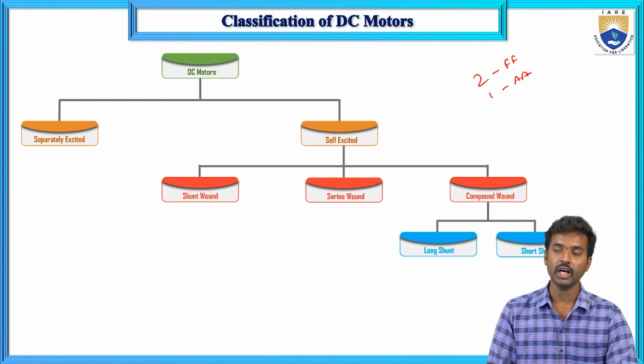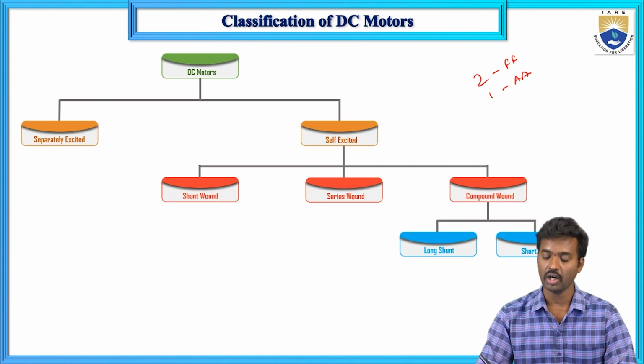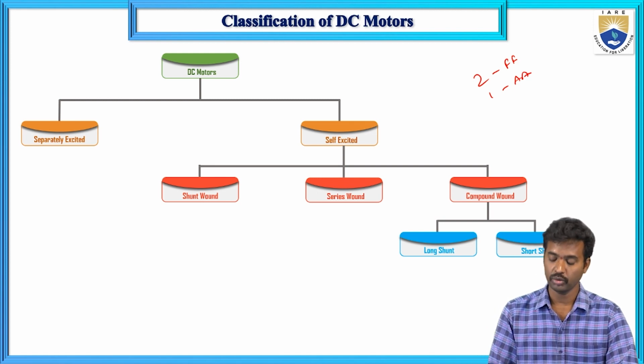Here long shunt and short shunt DC motor we can use as a cumulative type and differential type DC motor. Cumulative type means one field winding is connected in series with the armature winding and the other field winding is connected in parallel with the armature winding. If the two field windings are added, that means there is an addition, that means cumulative type. If the two field windings are subtracted, so they cancel each other, such type of DC motors are differential type DC motor.